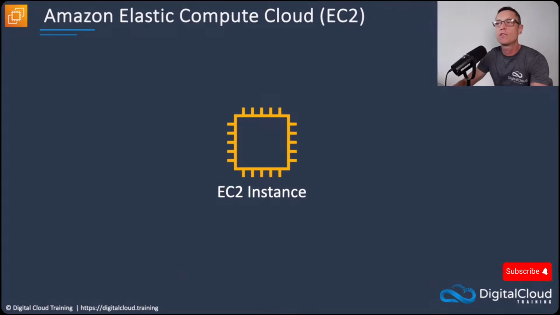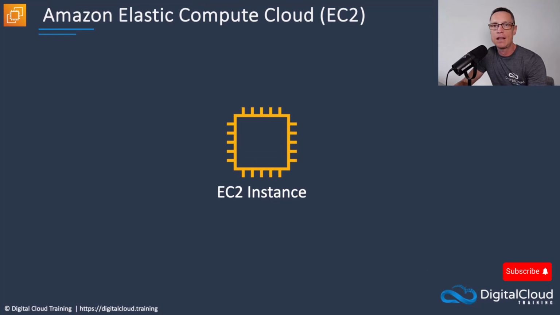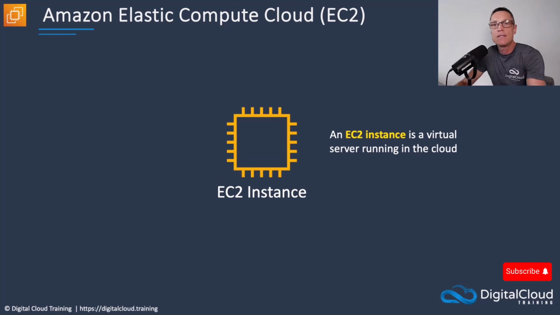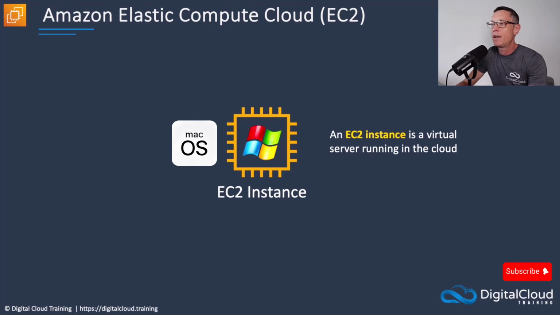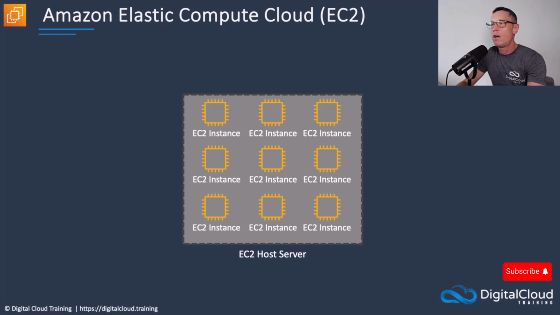Now, the first service I'm going to cover is the Amazon Elastic Compute Cloud, EC2. So EC2 is basically instances which are virtual servers running in the cloud. So think of this as a server which is running an operating system, and that operating system can be Linux, it can be Windows. In fact, there is an option for Mac OS as well. So instances are virtual servers.